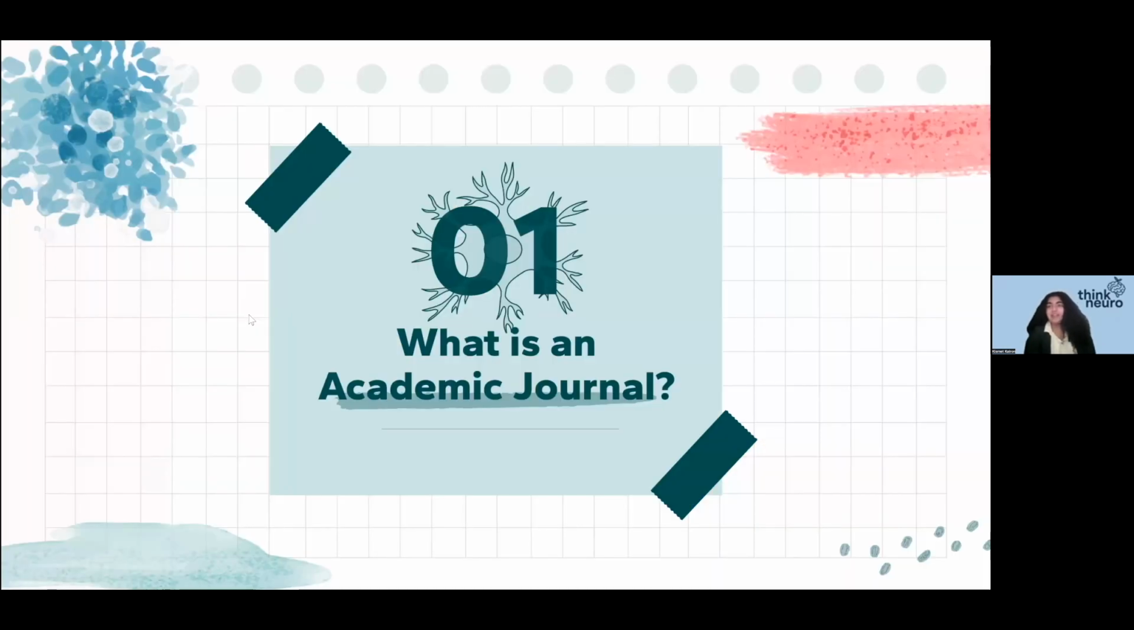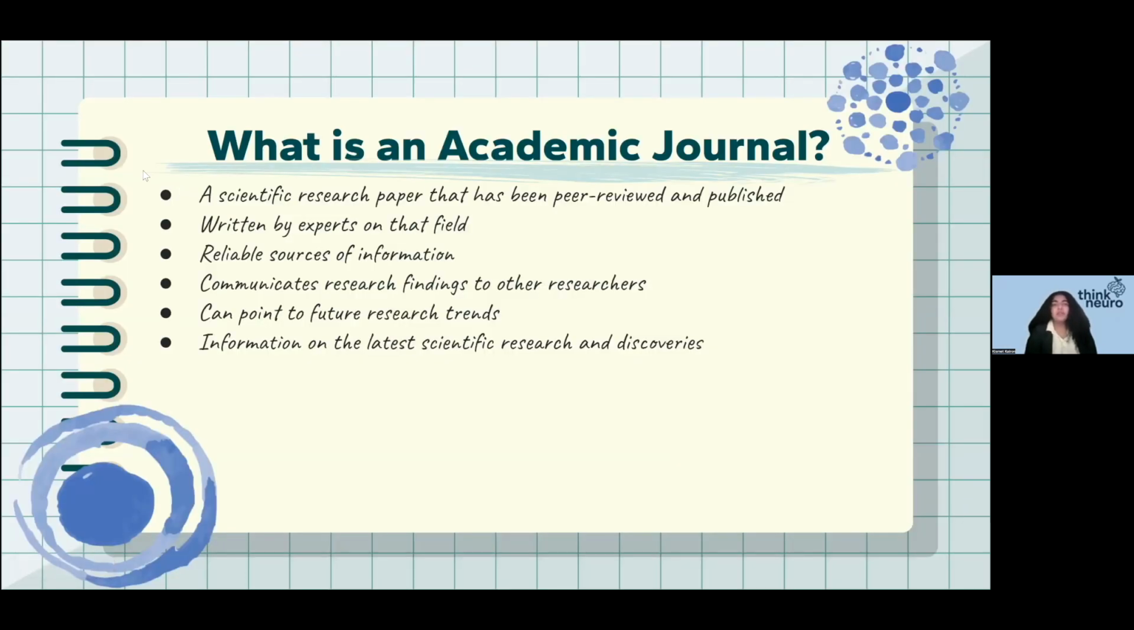So first, let's go into what is an academic journal and how to use an academic journal. First things first, an academic journal is a scientific research paper that has been peer-reviewed and published. It is written by experts in that field. Peer-reviewed is essentially when other experts in that field who did not write the paper look at it time and time again to make sure that everything published is accurate, and that the people who wrote the paper are being honest as well.